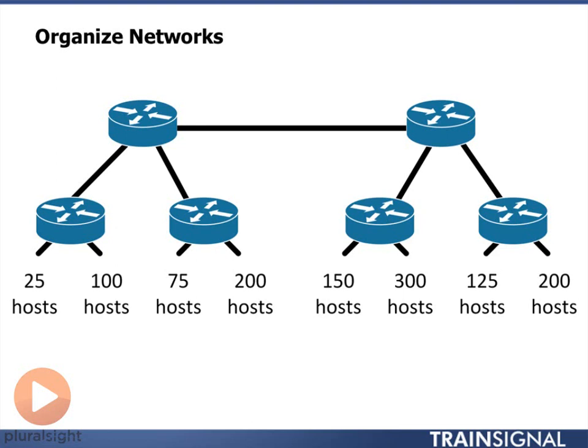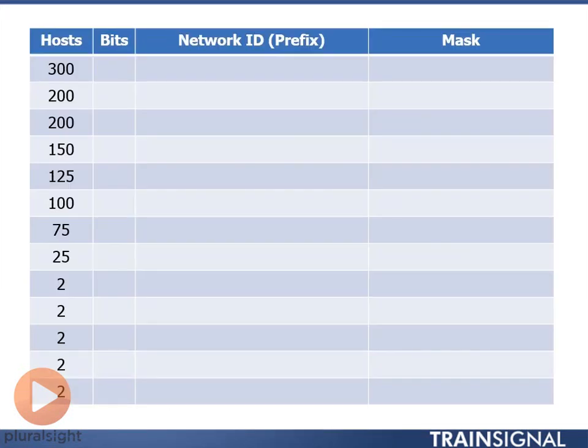So in order to set this up, we're going to make a table. And the table that we have is going to list the number of host requirements in order from largest number of hosts to smallest number of hosts. So here's the table that I have. So we have a 300 host network, two 200 host networks, 150, 125, 100, 75, 25, and then 5 networks with 2 hosts each. What I've done in this chart is I set up how many bits I need in my host portion now to accommodate 300 hosts. So the second column tells me how many bits I need in the host portion. The next column is going to show me my network ID or the prefix. This is the network address that will host these 300 devices. And then the mask associated with that particular network.